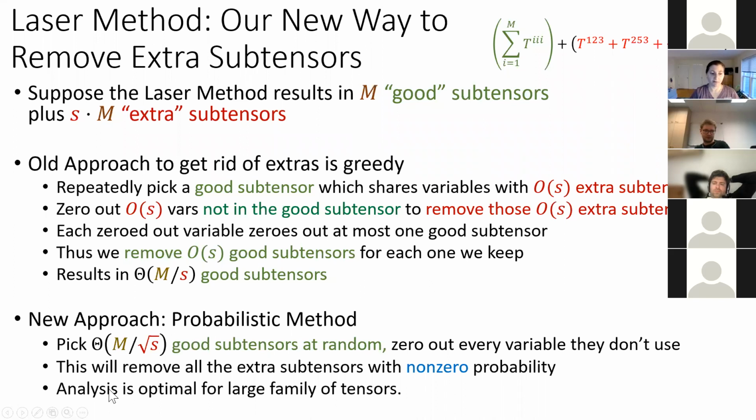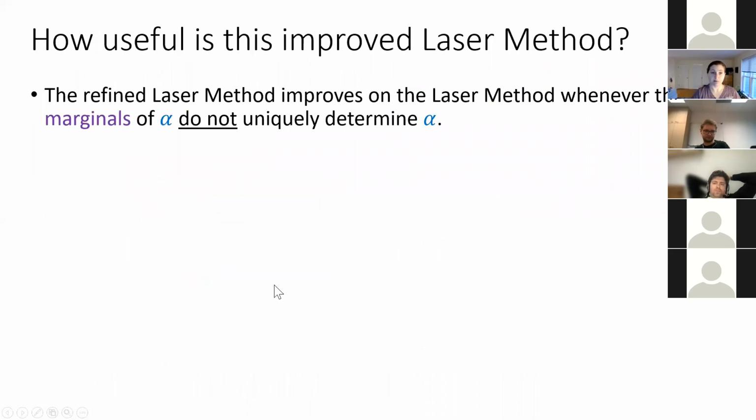Right. And it turns out that M over square root of S is actually optimal for a large family of tensors. For that family of tensors, you cannot do better than M over square root of S. There's no way to get more of the good subtensors to remain. Right. So that's all we do.